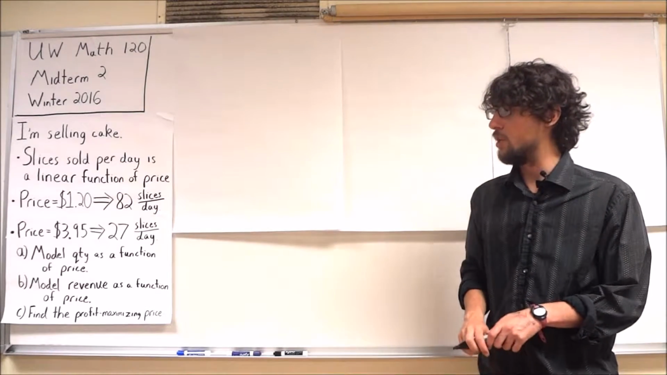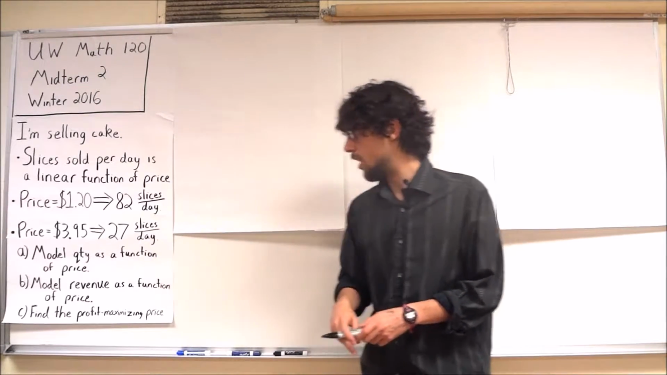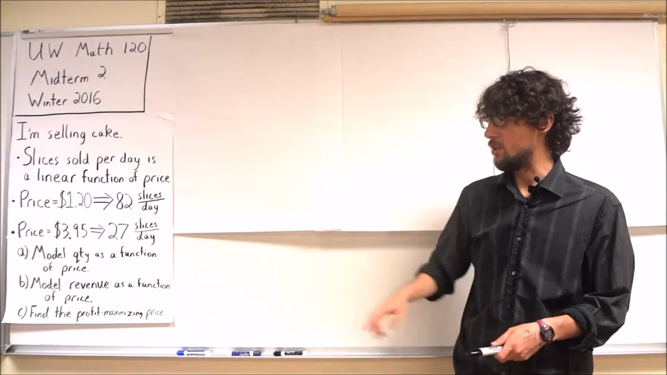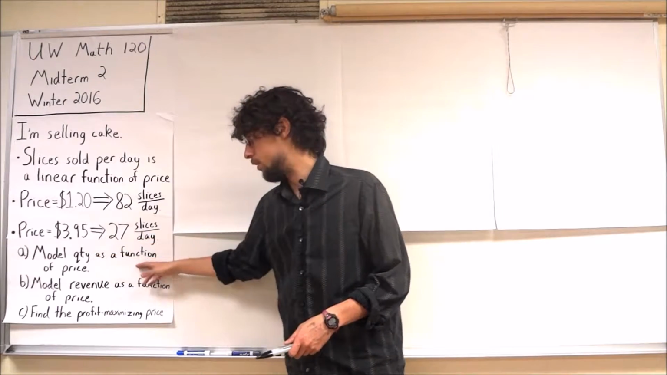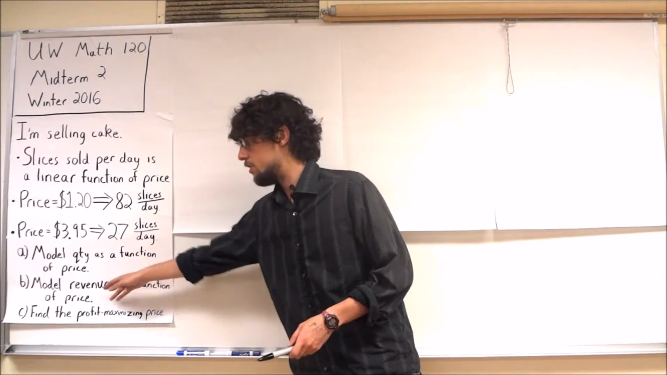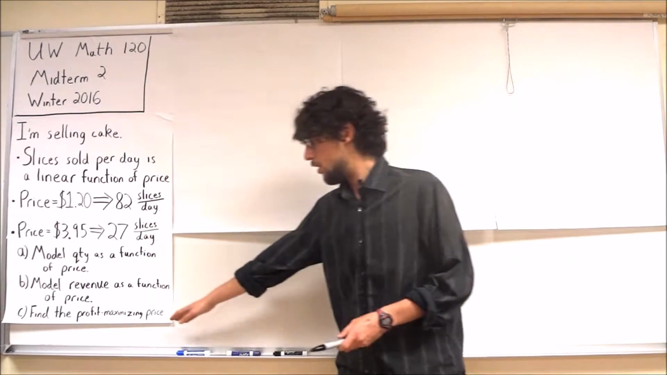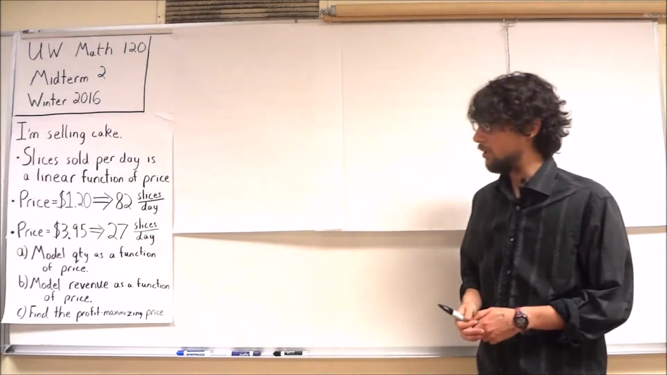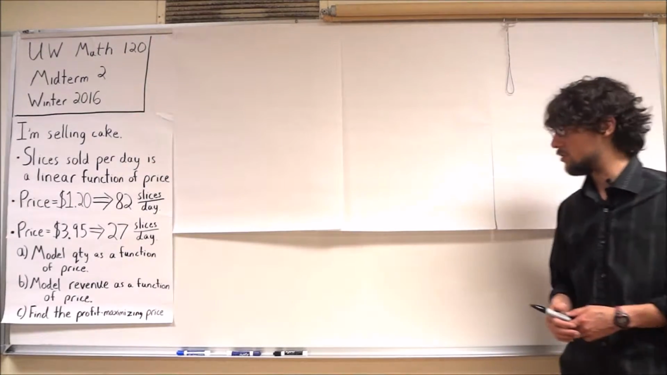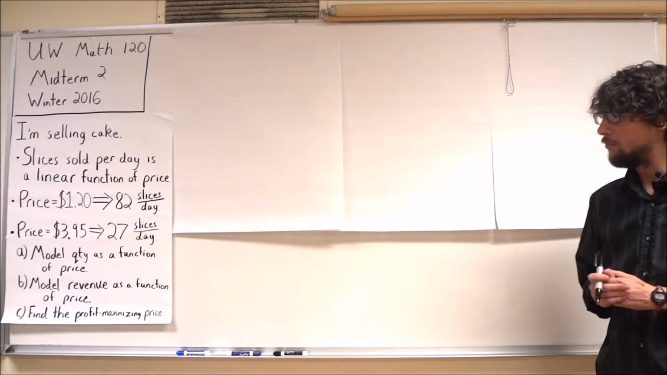And we're asked to do three things. First, model quantity as a function of price. This is the quantity sold per day as a function of price. Second, model the revenue. Again, this is revenue per day as a function of price. And third, to find the price that will maximize the total daily revenue. So let's dive right in.